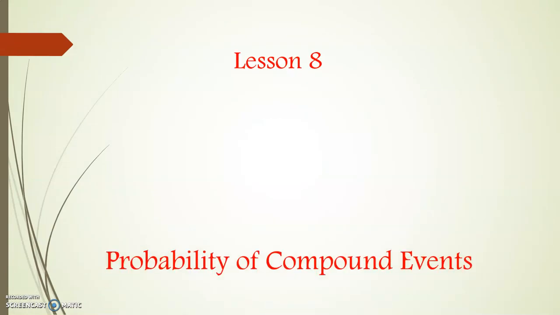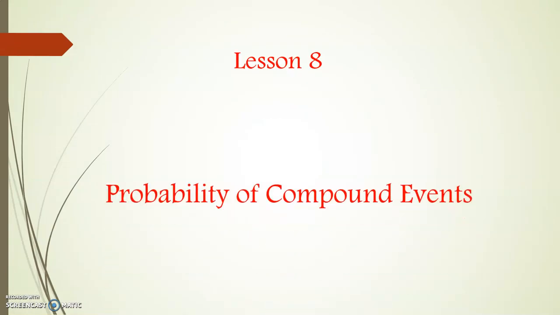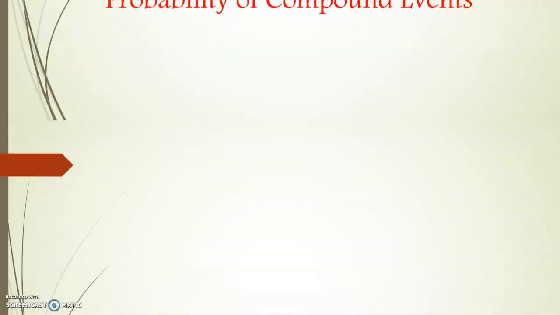Let's move to lesson 8. In lesson 8, probability of compound events. It looks like the previous lesson, but here the events are compound. Maybe the events happen together or just one at a time. So just one rule, rule 1.